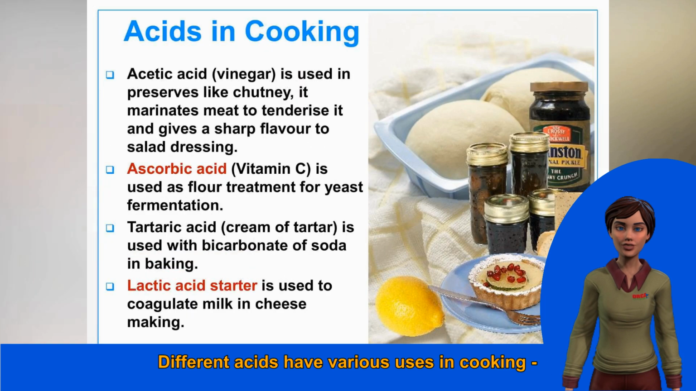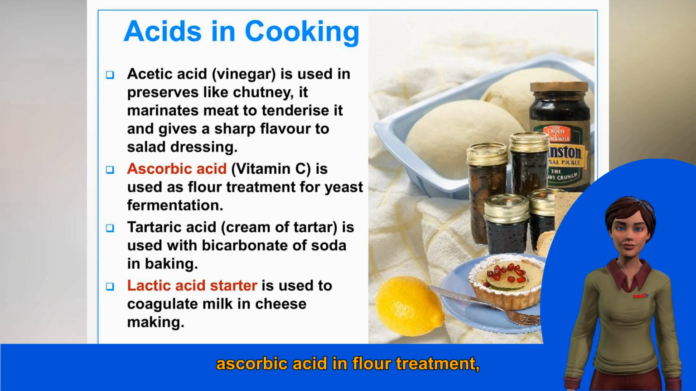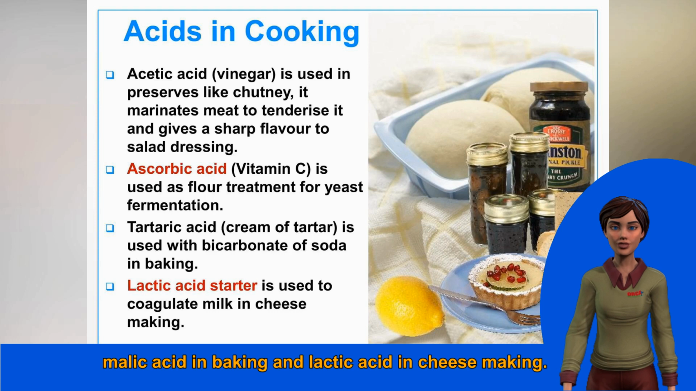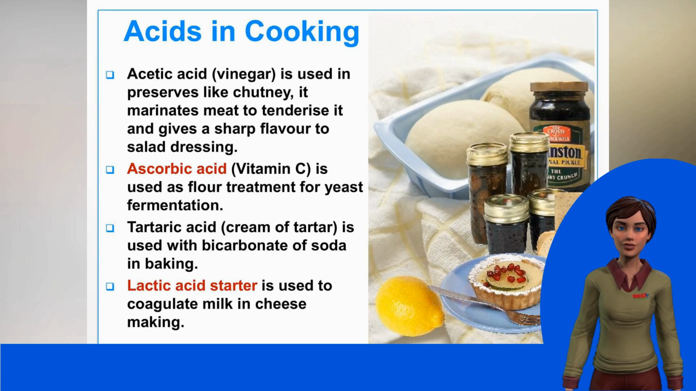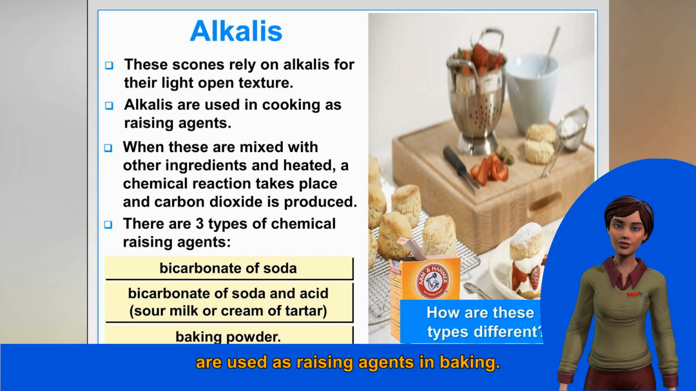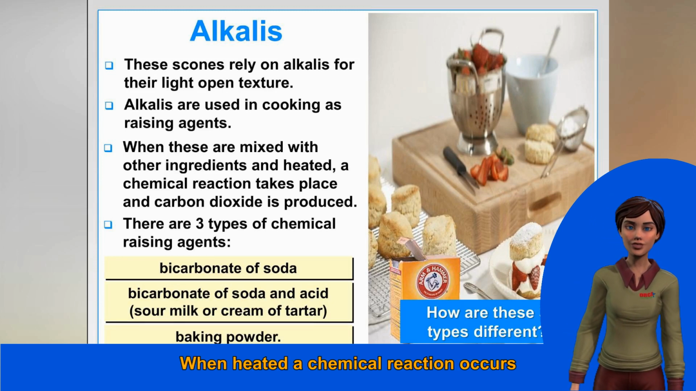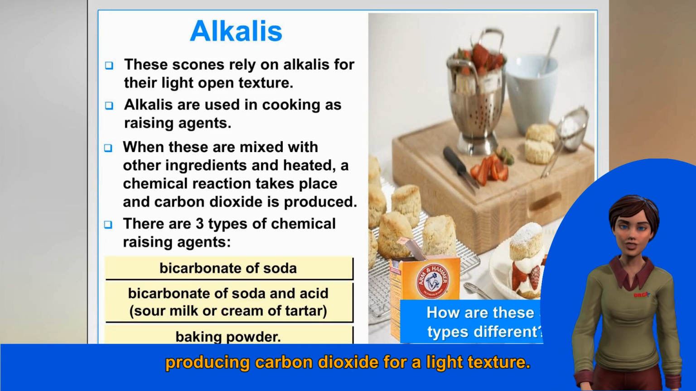Different acids have various uses in cooking. Vinegar is used in preserves and marinades, ascorbic acid in flour treatment, tartaric acid in baking, and lactic acid in cheese making. Alkalis, like baking soda and cream of tartar, are used as raising agents in baking. When heated, a chemical reaction occurs, producing carbon dioxide for a light texture.